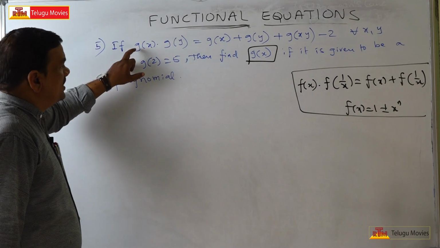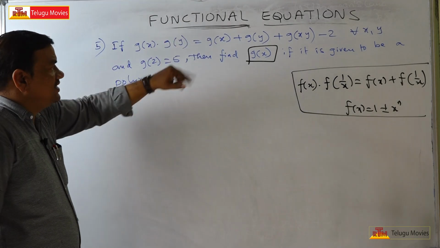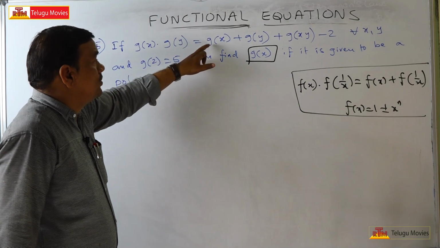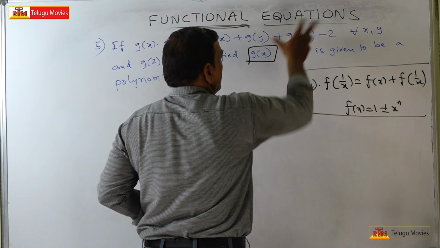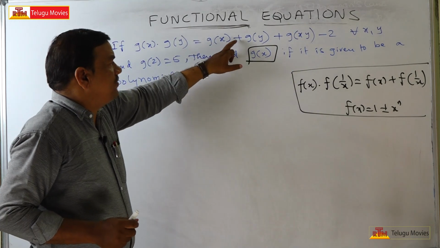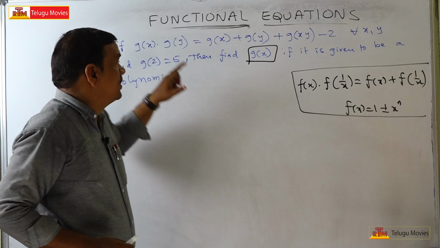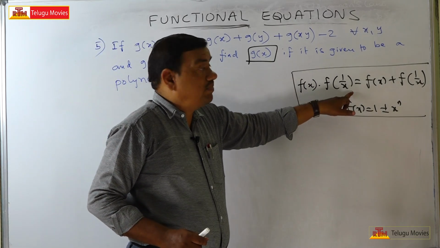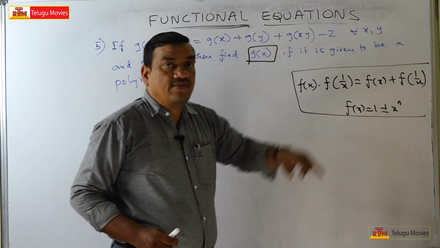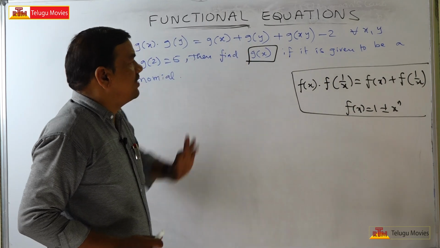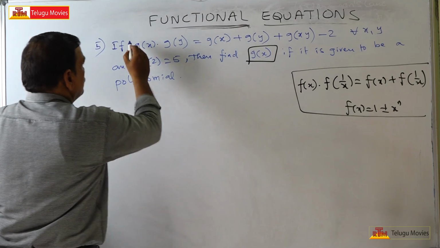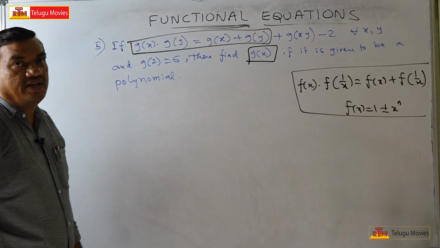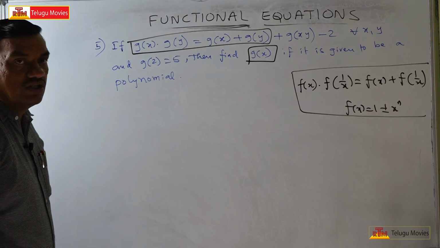But if you observe here, of course that is f, but it is in g. g of x into g of y is equal to g of x plus g of y, compared with f of x into f of 1 by x equal to f of x plus f of 1 by x. Up to here, what do you observe? Can we change it into that formula? Yes, obviously we can change.